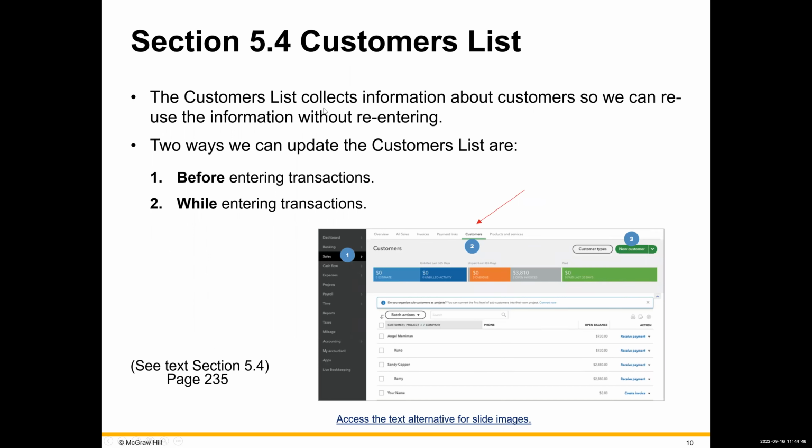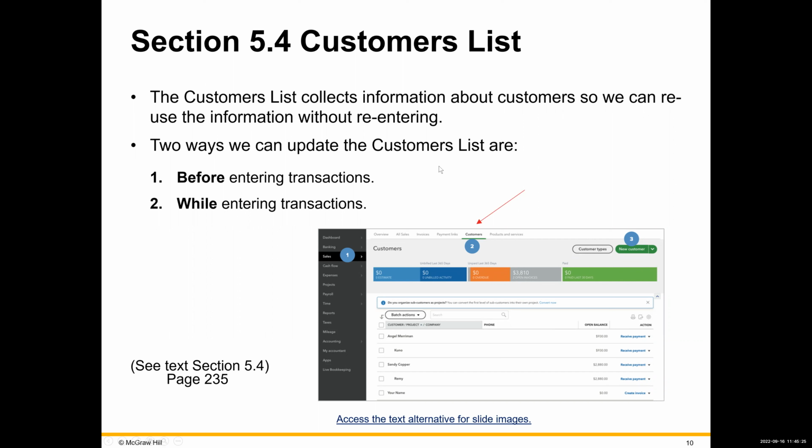Now, the customer list collects information about customers so we can use the information without re-entering it. So when you are in an invoice form and you choose a customer, things will automatically pop into the form. For instance, the billing address and the terms, usually like net 30. So you don't have to keep re-entering the same information all the time. You enter it once in your customer list, and then it will populate when you use some of the forms.